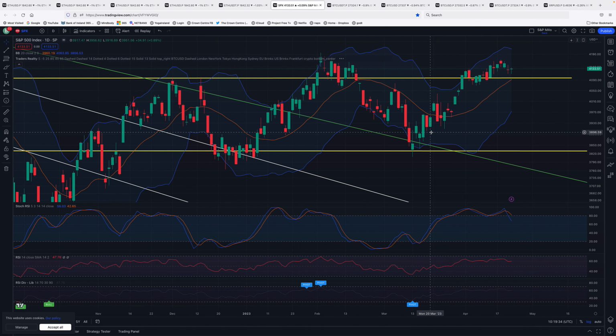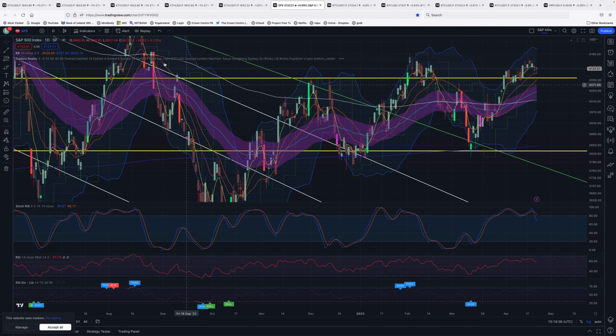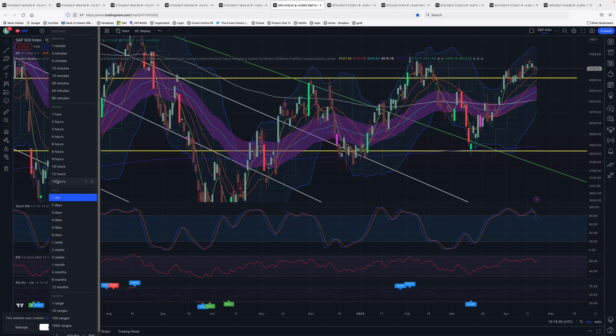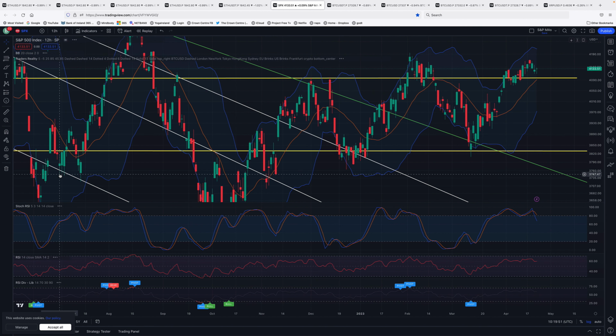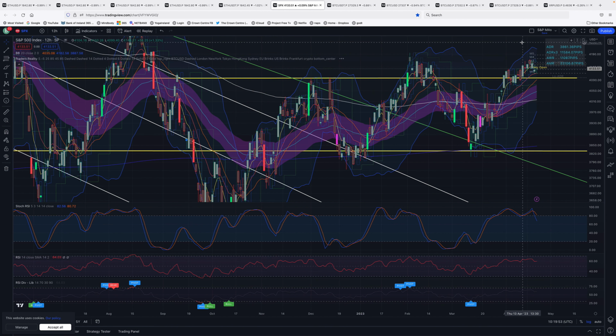So the SPX at the moment is coming down on the daily. The momentum is down, which is a little bit odd because the SPX and the DXY should be in inverse correlation, but they are in direct correlation. So they're both coming down at the moment. On the 12-hour, it's down as well.